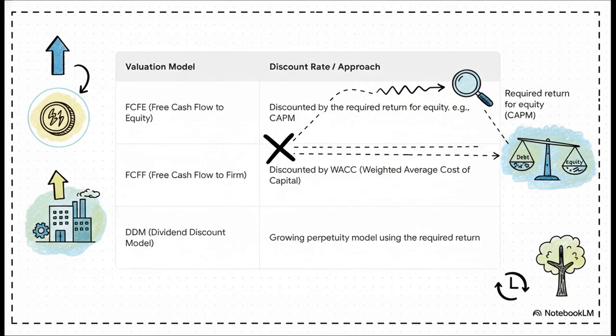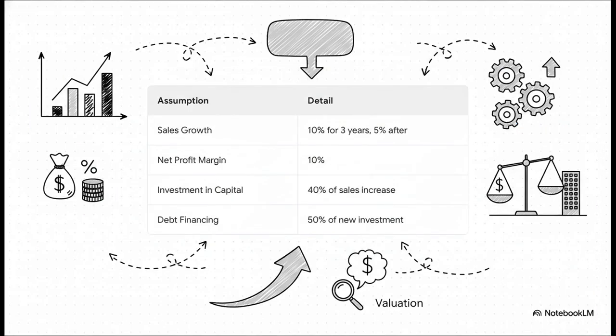For the whole firm's cash flow, the FCFF, you use the weighted average cost of capital, or WACC. That's a blend of the costs of all its financing. But for the stockholders' cash flow, the FCFE, you just use the cost of equity. Getting this wrong is a classic mistake. And just like with the dividend model, this is all about telling a story about the company's future.